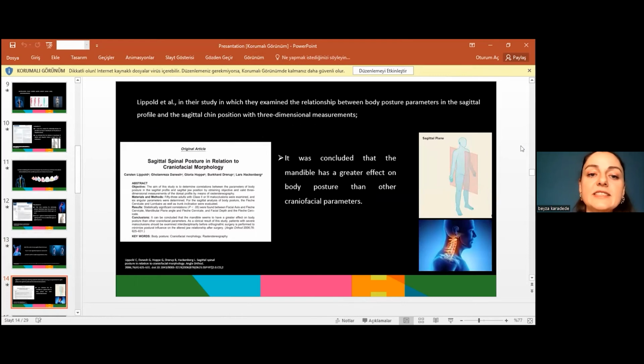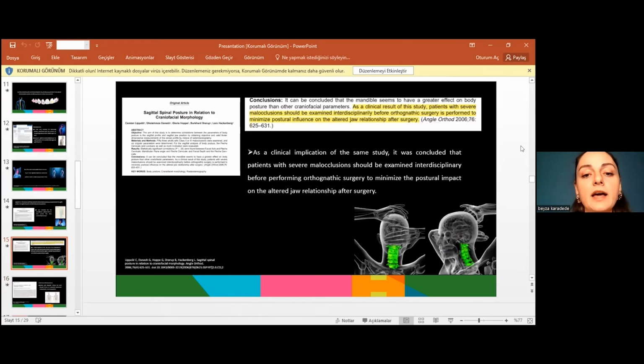Lipode et al., in their study, in which they examined the relationship between body posture parameters in the sagittal profile and the sagittal chin position with three-dimensional measurements, concluded that the mandible has a greater effect on body posture than other craniofacial parameters. As a clinical implication of the same study, it was concluded that patients with severe malocclusions should be examined interdisciplinarily before performing orthognathic surgery to minimize the postural impact on the altered jaw relationship after surgery.